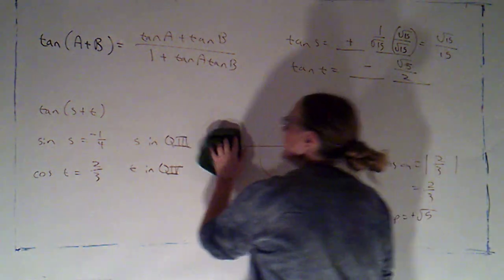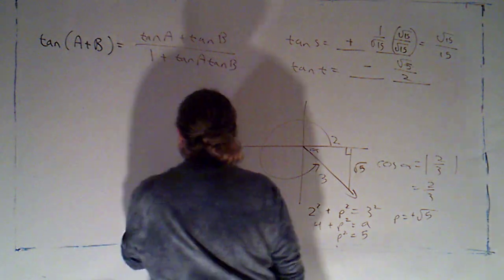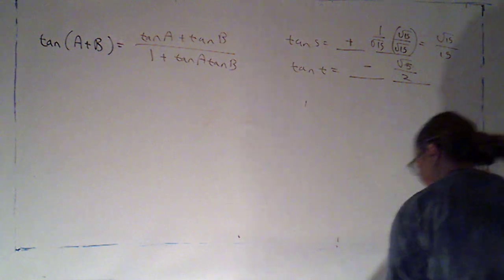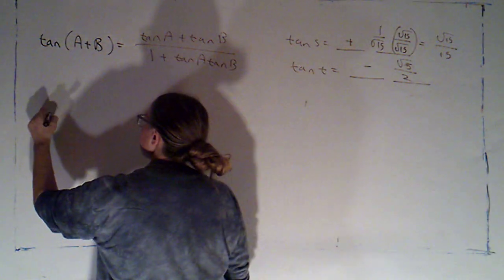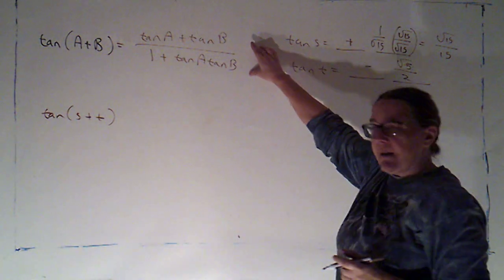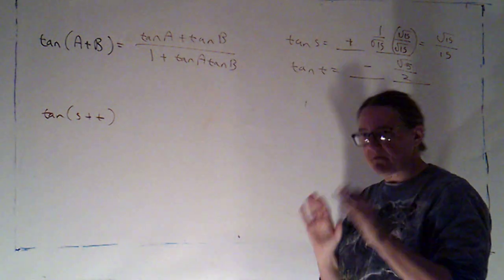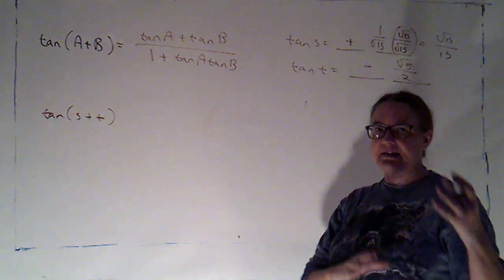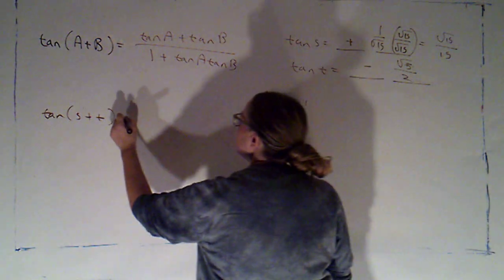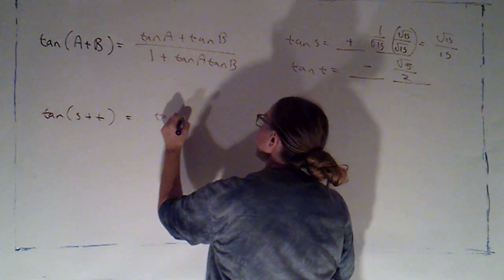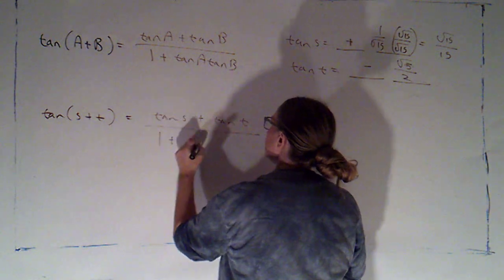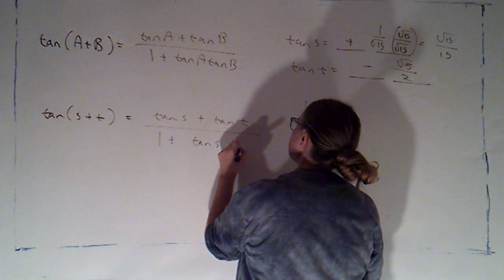Okay, so now I'm ready to actually evaluate tangent of s plus t. I think I'm just going to copy the formula first with s replacing a and t replacing b so that I don't have to sort of multitask and remember which is which. So I'm going to say this is just tangent of s plus tangent of t all over 1 plus tan s times tan t.